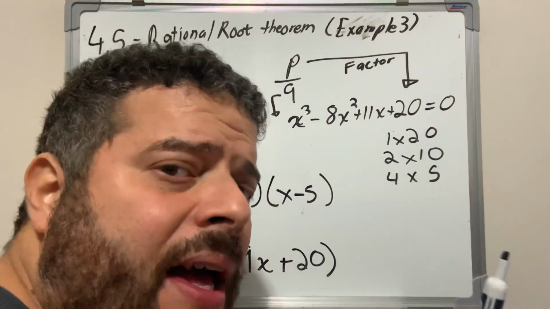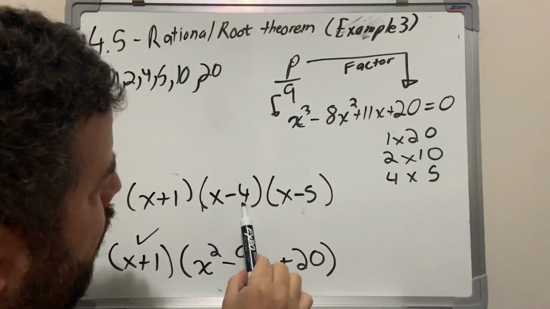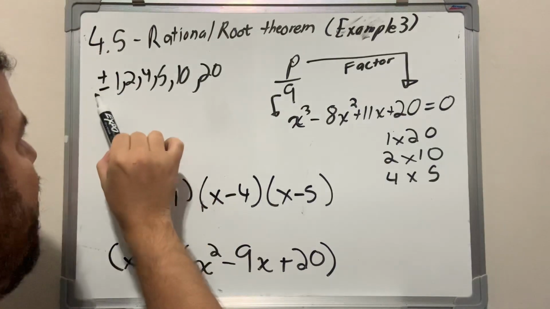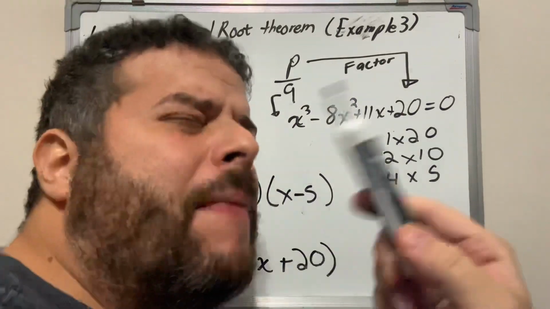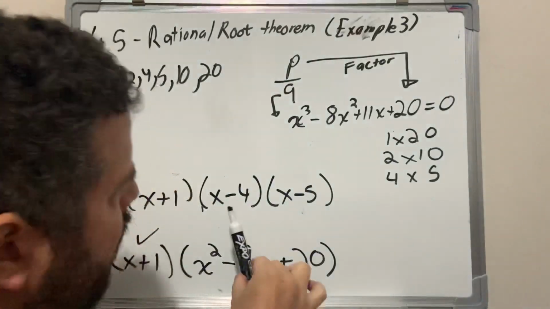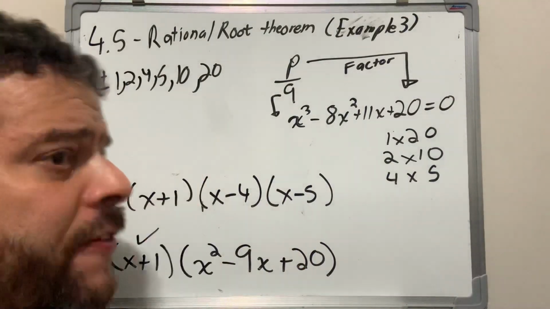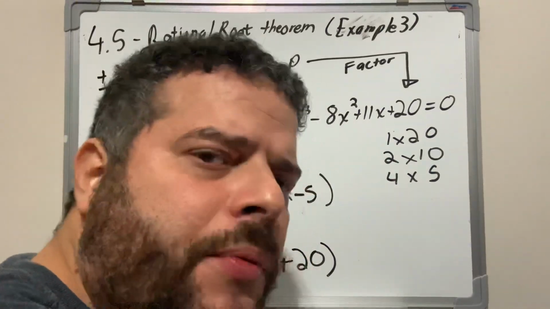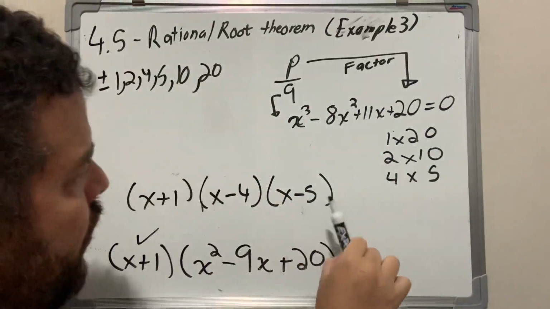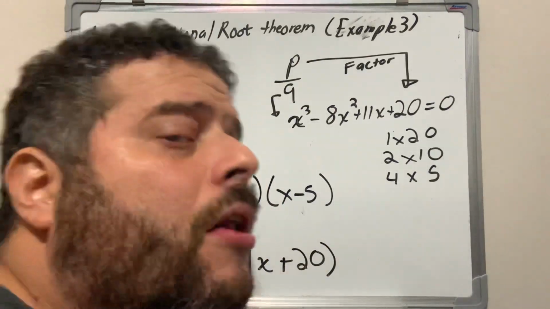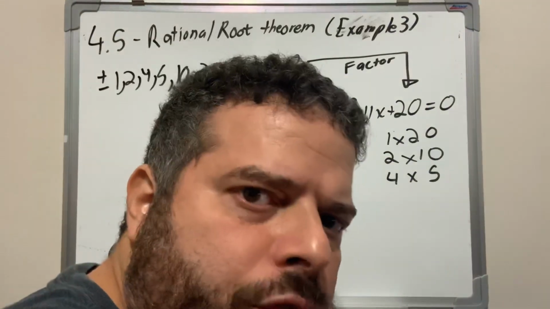Now, if you realize, the solution to this factor is negative 1. I have negative 1 as one of my possible solutions. The answer to this one is positive 4, and you can confirm it is one of my possible solutions. And the solution here is positive 5. That is also one of my possible solutions.